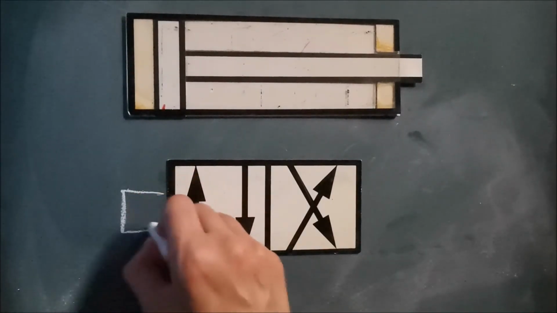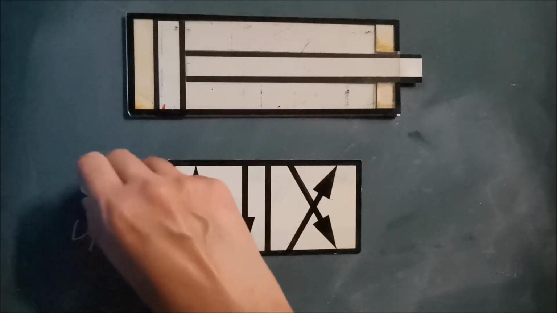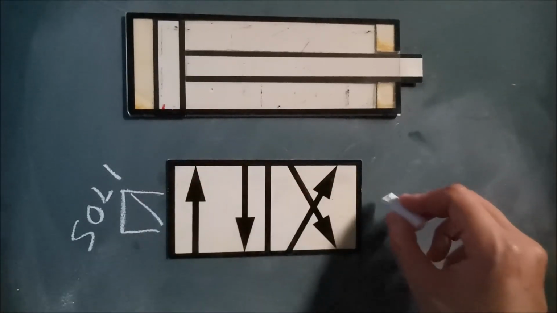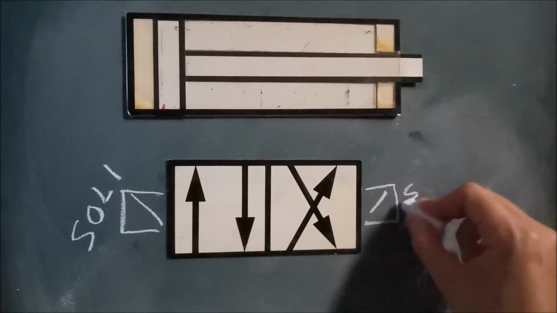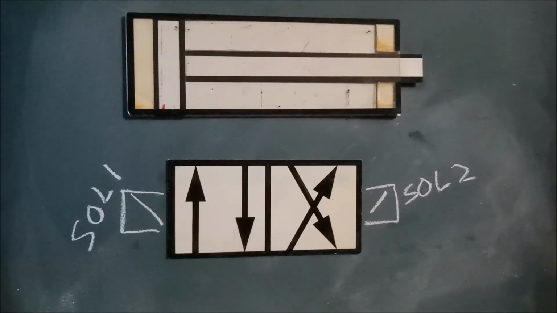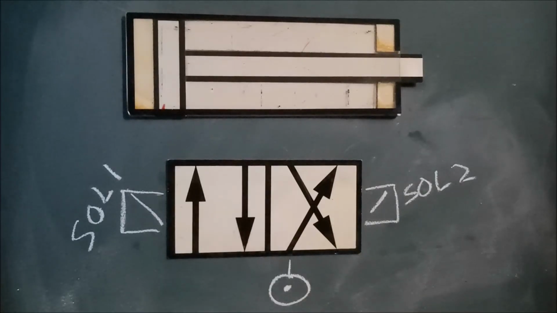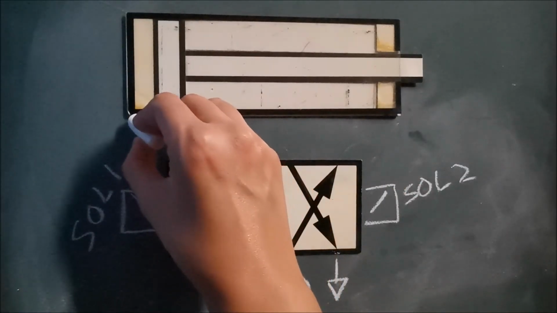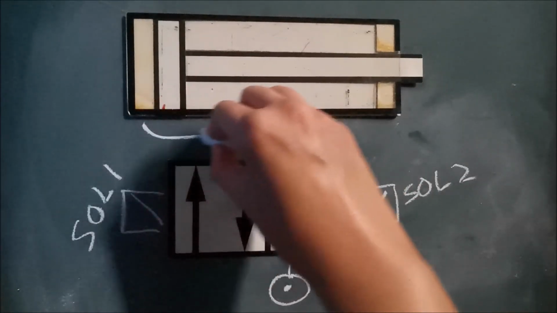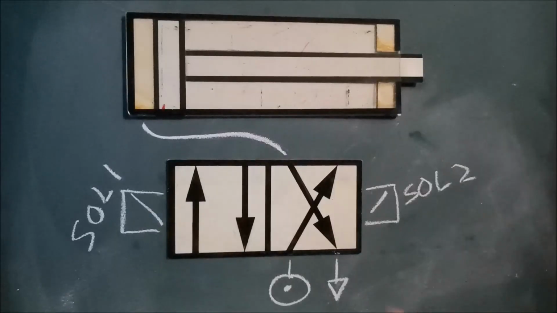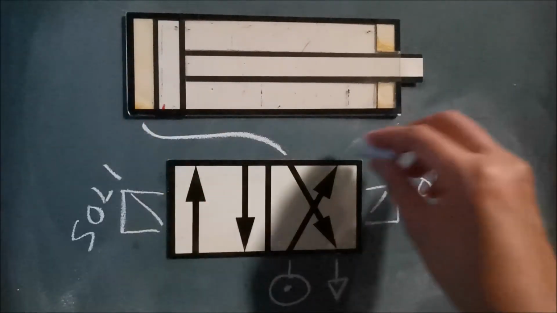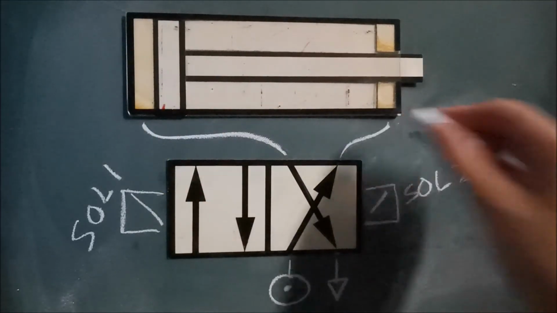First, I will draw the solenoid on this directional control valve: solenoid 1, SOL1, and solenoid 2. Next, I will draw the air supply that's being connected to this DCV and the exhaust as well. This cylinder is connected to this DCV using pneumatic air tubings, one side to the ball side of the cylinder and the other side to the rod side of the cylinder.